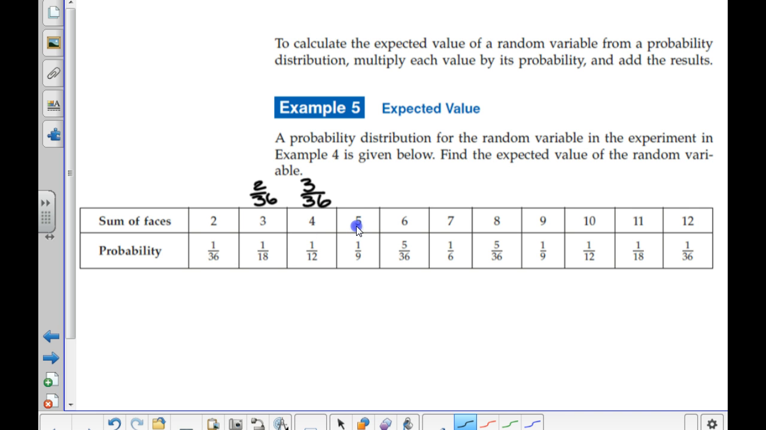Chance of getting a 5, 2 and a 3, or a 1 and a 4, and the reverse, right? So that was, again, 4 out of 36, which is 1/9.